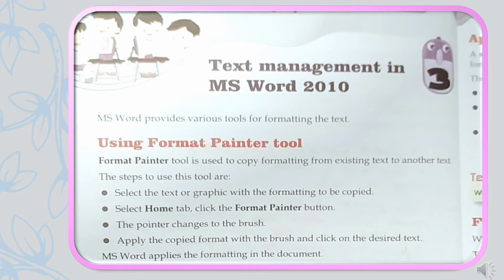Second, select Home tab, click the Format Painter button. Third, the pointer changes to the brush. Fourth, apply the copied format with the brush and click on the desired text. MS Word applies the formatting in the document.